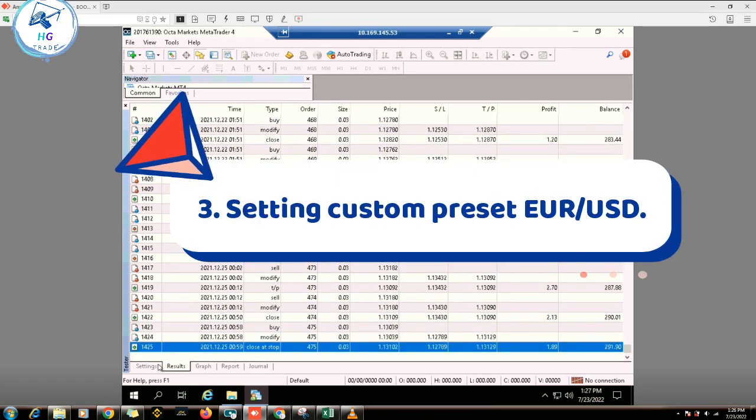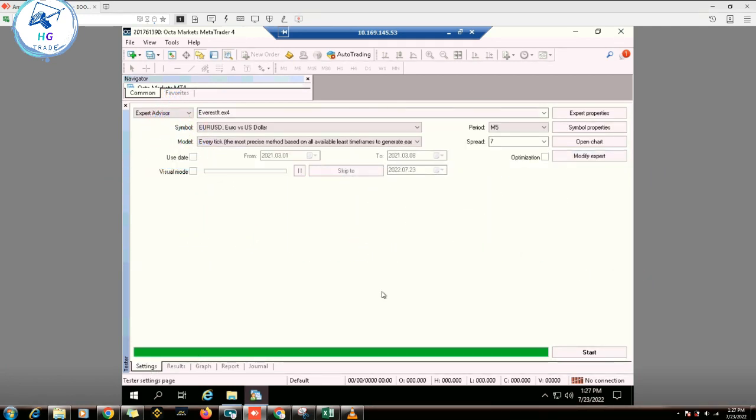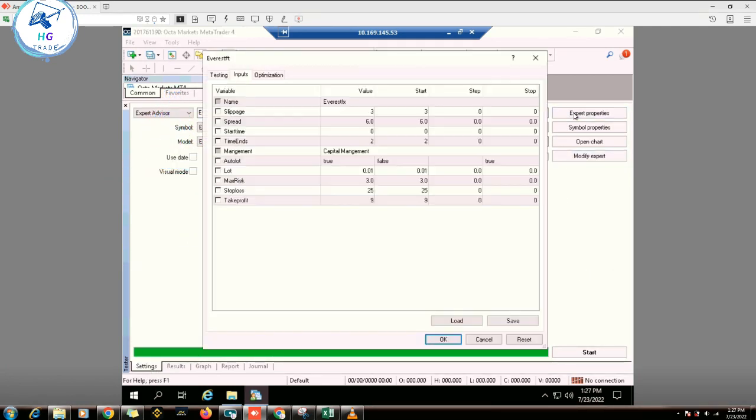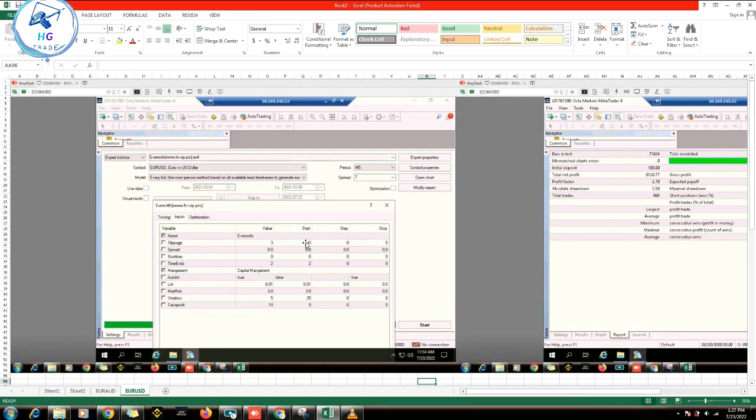Three, setting custom preset Euro to US Dollar. The second backtest I will try to change the preset settings like this. Time frame and capital deposit are still the same. Let's see the result.